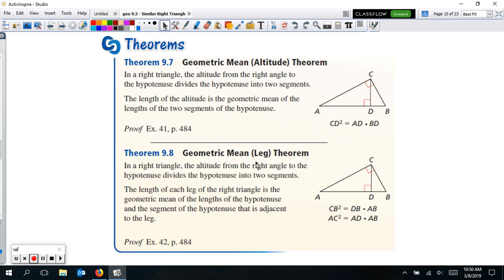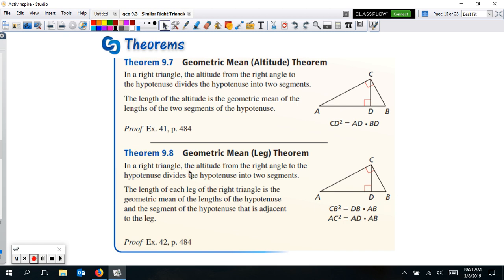And then the next one is about the legs. So this one was about the altitude here, this segment. Now the legs would be these two right here of our right triangle. This would be our hypotenuse from A to B. Well, A to C would be a leg, and B to C would also be a leg of this right triangle, of the bigger one.